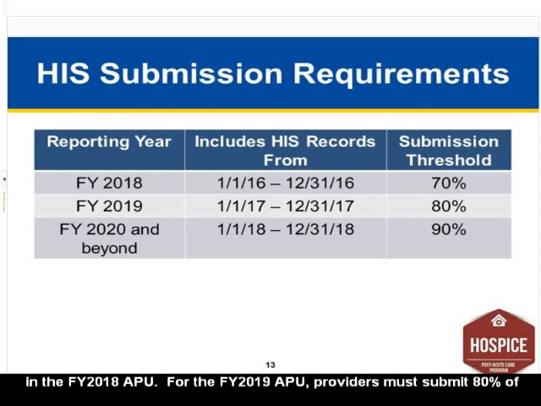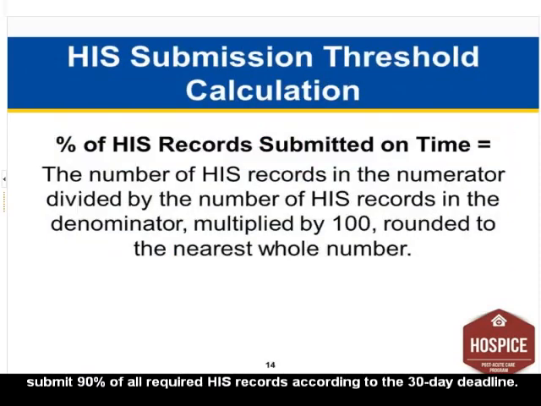For the FY 2019 APU, providers must submit 80% of all required HIS records by the 30-day deadline. Finally, for the FY 2020 APU determination and all subsequent years, providers must submit 90% of all required HIS records according to the 30-day deadline.